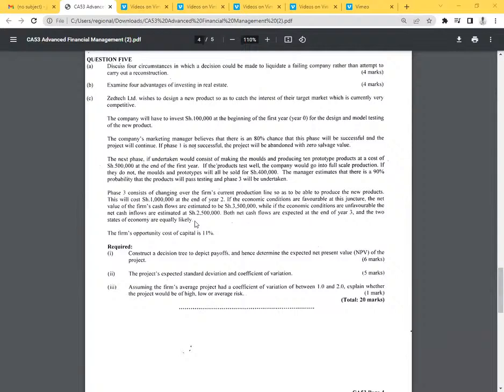So basically they're giving us the COC, the cost of capital. They want us to construct a decision tree to depict payoffs and hence determine the expected net present value of the project. I'm so sure there must be somebody saying, Mwalimu, attack that question straight away.